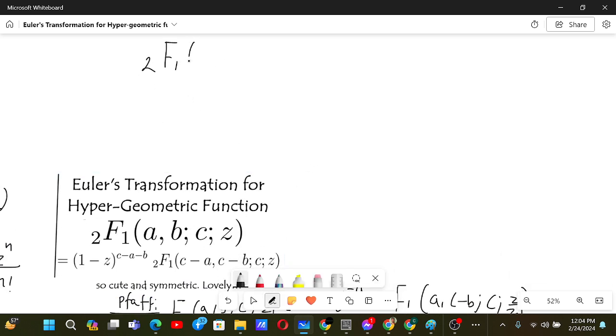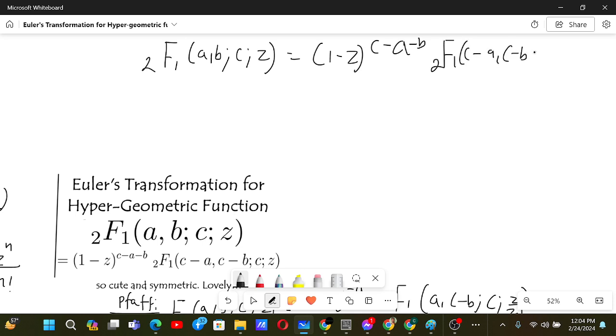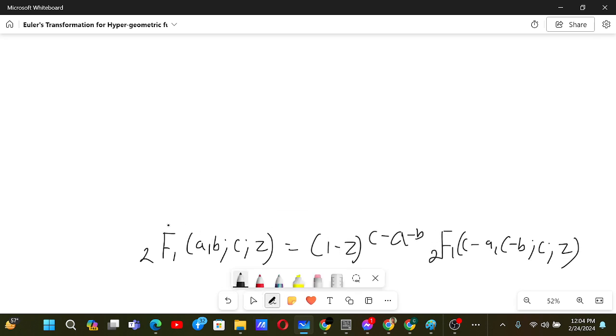So 2f1 a, b, c, z, this is actually equal to 1 minus z to the power c minus a minus b times 2f1 c minus a, c minus b, c, z. Okay, now we use Pfaff transformation twice in this function, and we will get the result. Let's see how. So if we apply for b, we get 1 minus z to the power minus b, and then 2f1, we get now c minus a, b, and then c, and then over here we will have z by z minus 1.